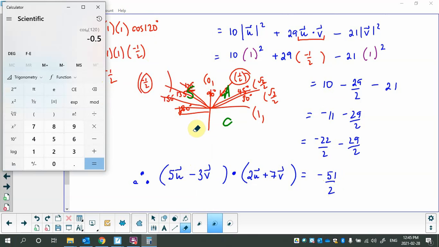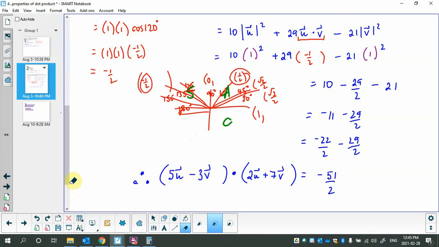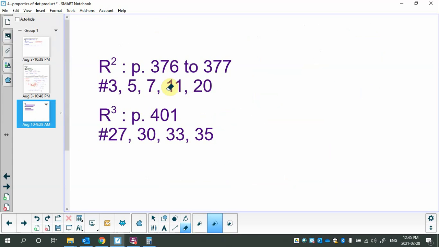I am trying to prepare some of you for where you're going. So that is all except for still R2 and R3 separate because that's the way your textbook is laid out.